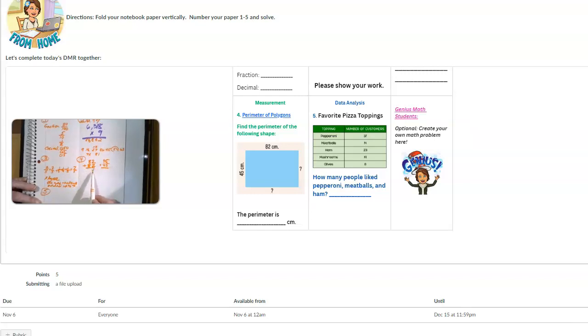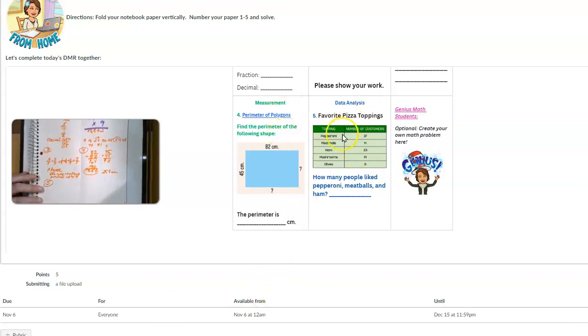So 2 plus 2 is 4, 8 plus 8 is 16, 5 plus 5 is 10, 4 plus 4 is 8, add 1 more, that's 9. Now I need to add these two numbers, so I'm going to add the 90 over here. 4 plus 0 is 4. 9 plus 6 is 15. 254 centimeters for the perimeter. The data analysis question.